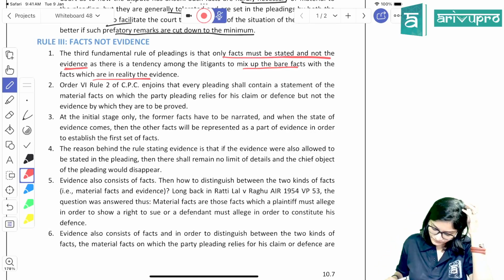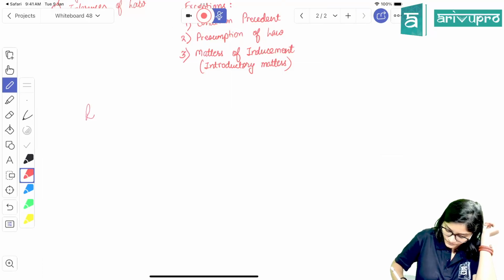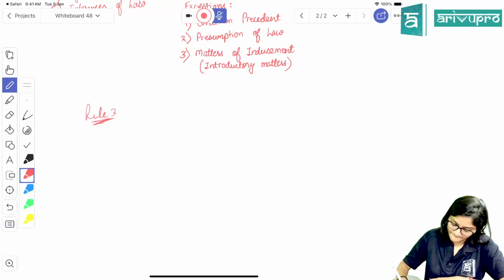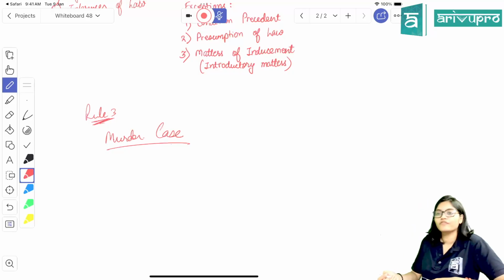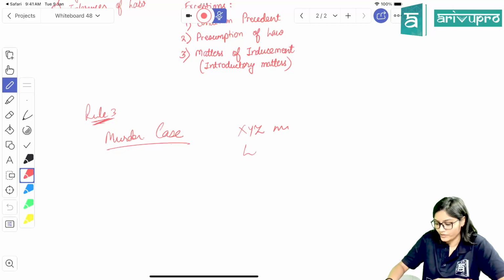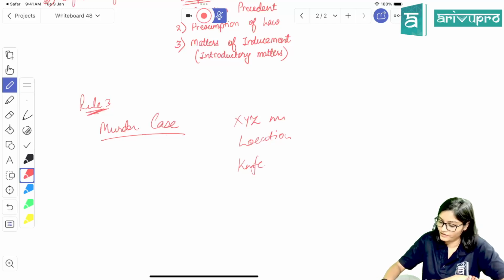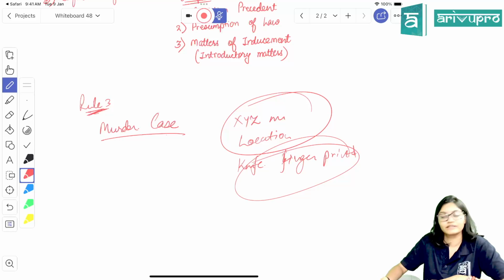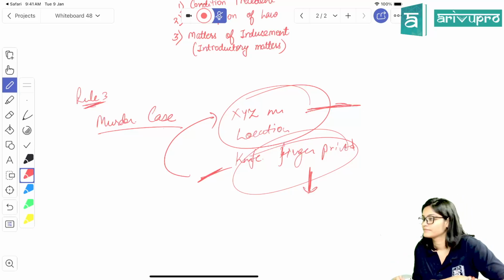Done? For example, let us say a murder case is going on, right? So you mention the fact that okay, XYZ was murdered, at whatever location it was. You found out a knife, where fingerprints were also there. Fingerprints on knife were there. So what is this? These are facts. But this is the fact which will help in this, right? So this is known as fact in issue, and this is facts as evidences. Understood?